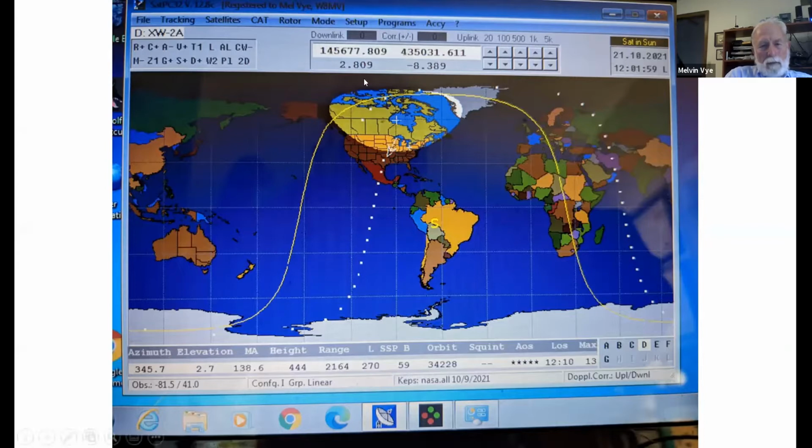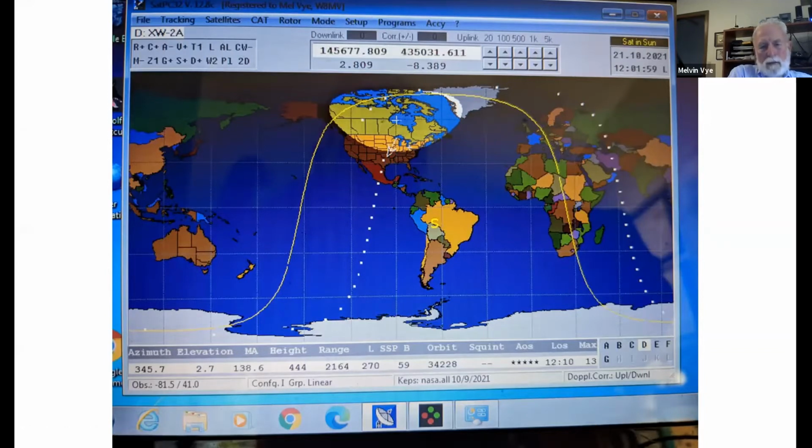But now, if we continue to the right, you see the downlink frequency 145.677.809, and the uplink frequency 435.032. That means the satellite's operating in mode UV. Uplink frequency is UHF. Downlink frequency is VHF. The numbers below that represent the Doppler shift.